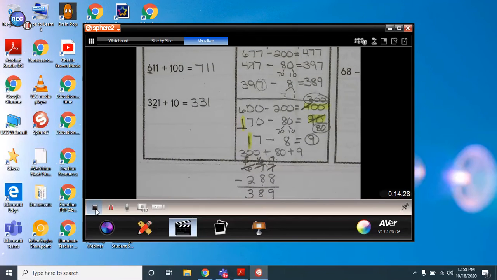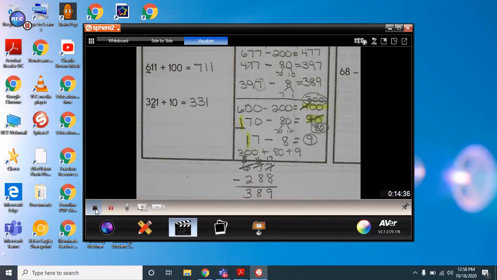So these are just some different strategies helping us think flexibly about numbers, and hopefully we'll continue to improve on these different strategies as we continue adding and subtracting up to 1,000.